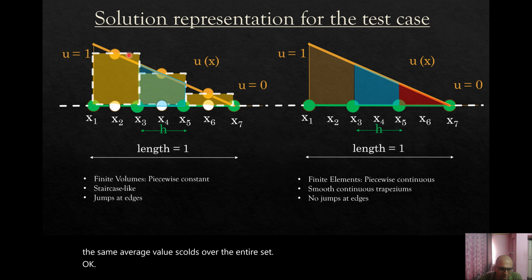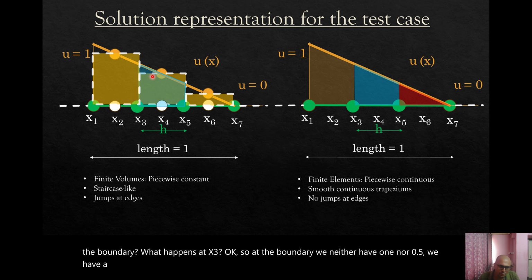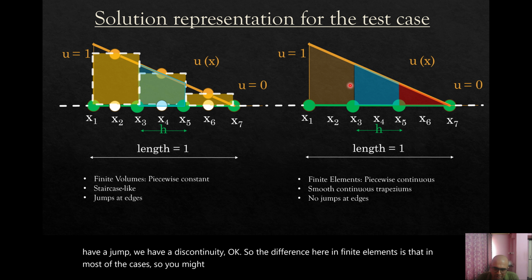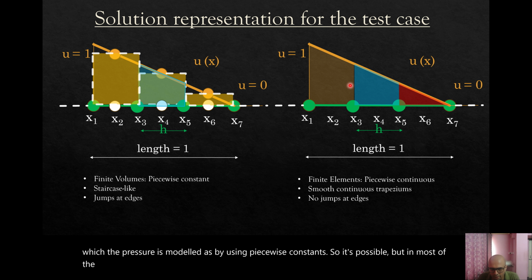Okay, so if the average value inside this cell was 1 and this cell was 0.5, so what really happens at the boundary? What happens at x3? Okay, so at the boundary we neither have 1 nor 0.5, we have a jump, we have a discontinuity. Okay, so the difference here in finite elements is that in most of the cases, so you might have heard about, for example, a Navier-Stokes formulation in which the pressure is modeled by using piecewise constants. So it's possible, but in most of the cases we are taking a piecewise continuous representation.